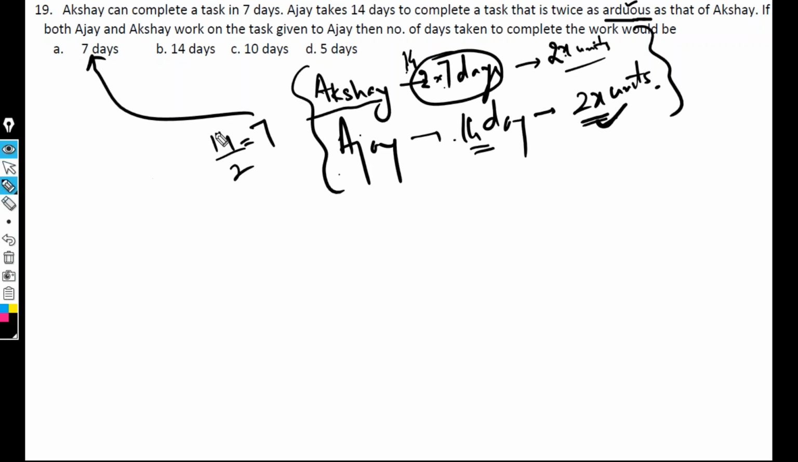So here total work will be 14 units. Akshay will complete 1 unit in 1 day. Ajay will complete 1 unit in 1 day. So which adds up to 2 units. 14 by 2 is 7.